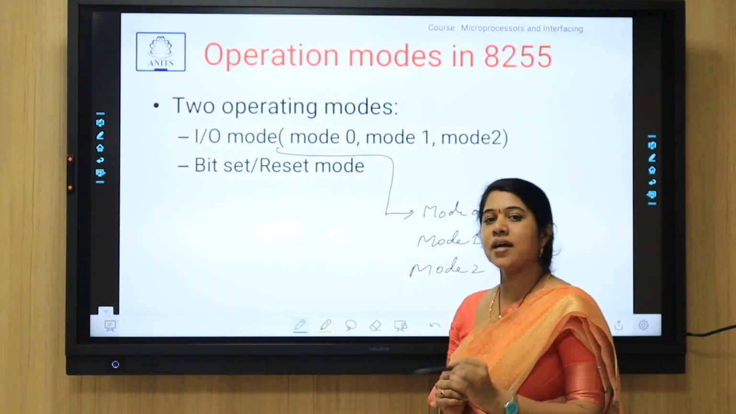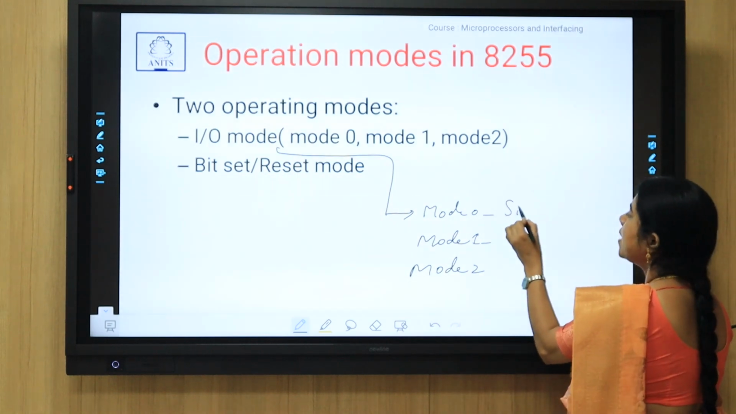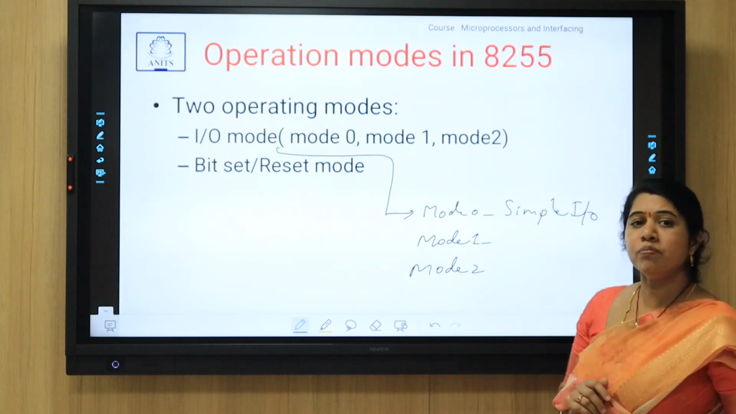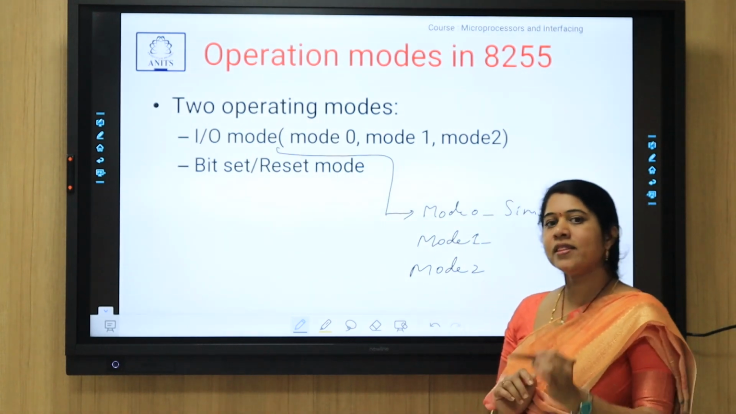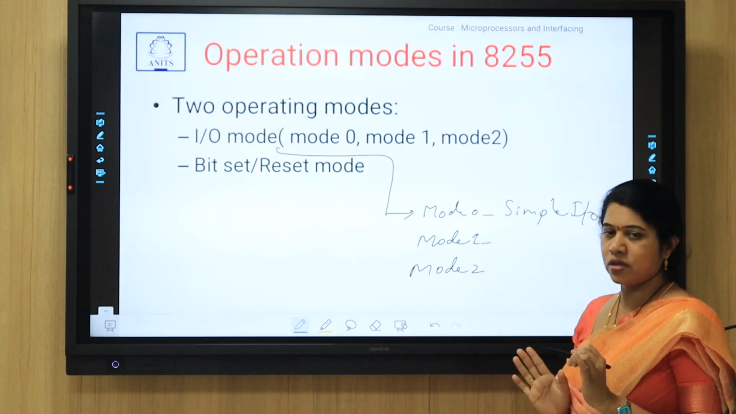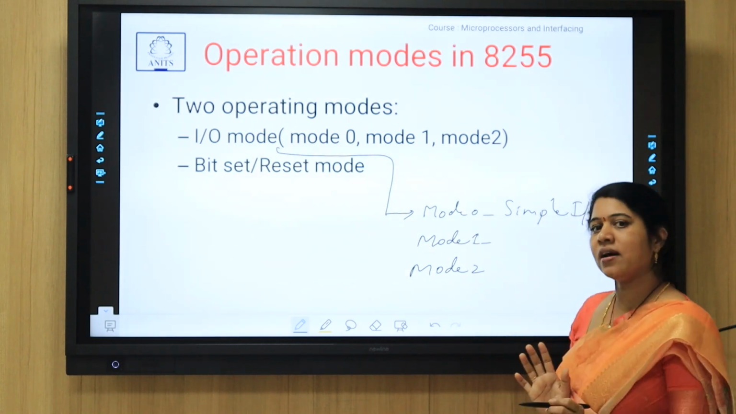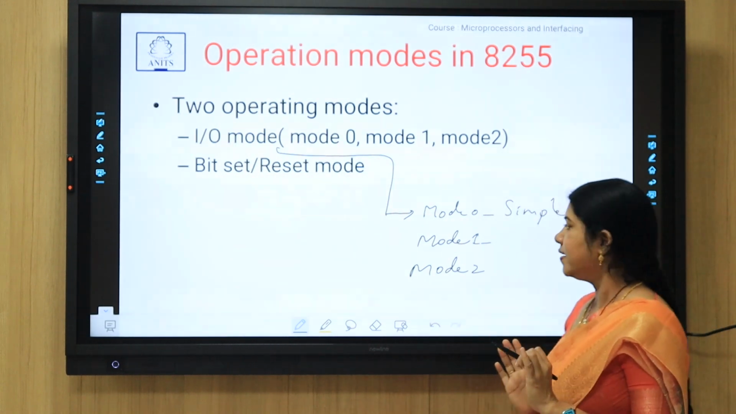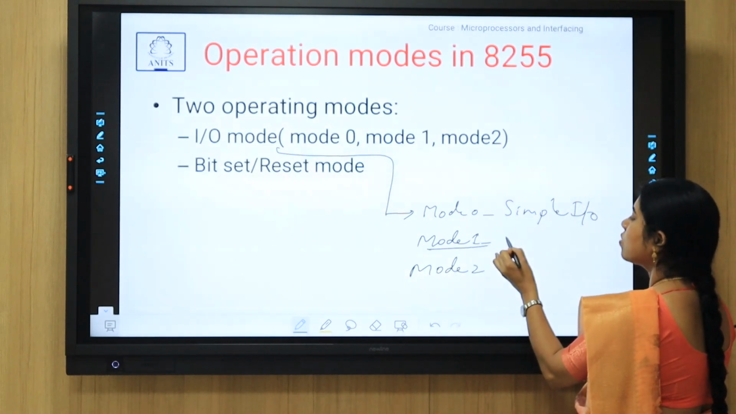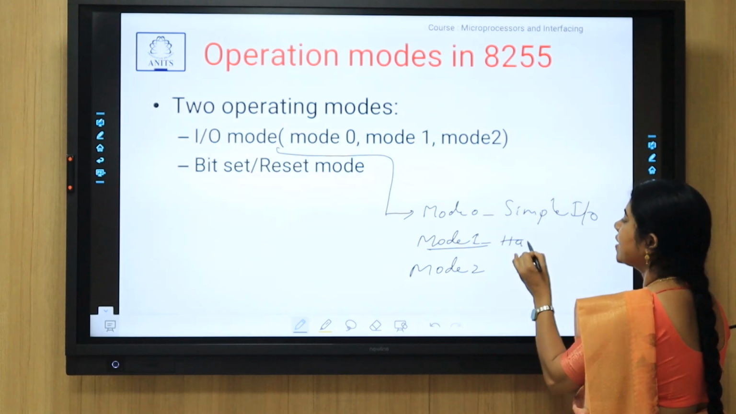Mode 0 is nothing but a simple I/O mode. In mode 0, all the 3 ports simply act as input or output ports. They can be used to receive data or to send data. That's it. No other function. Mode 1 is also called the handshaking I/O mode.